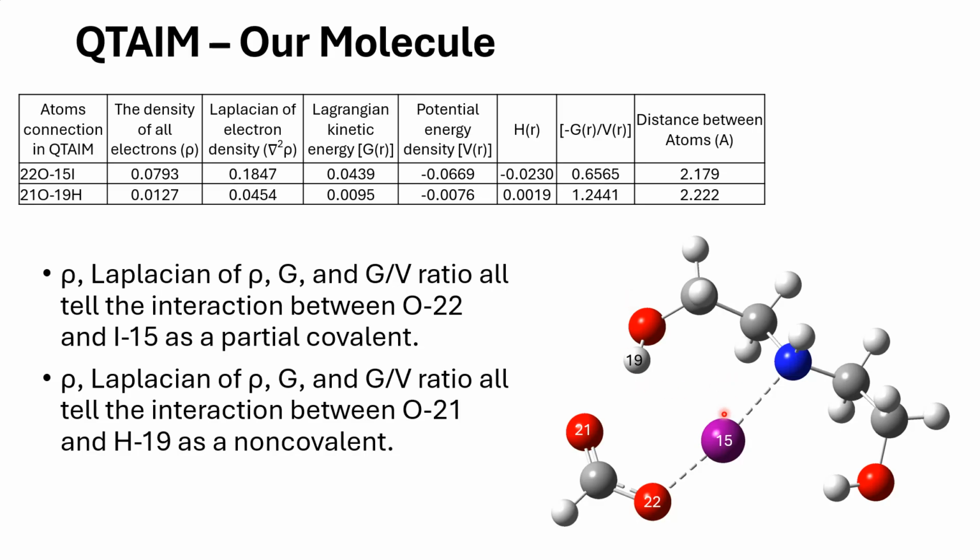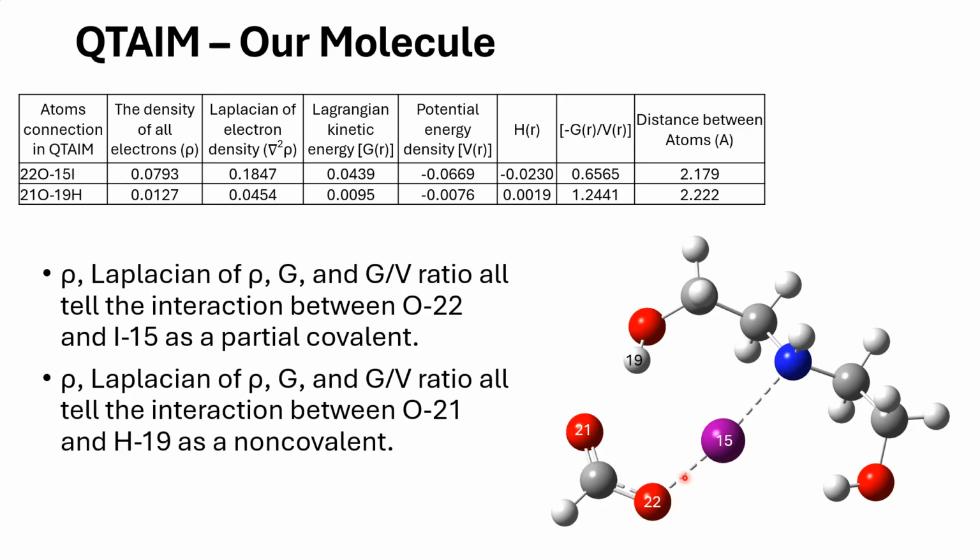And then come back to our molecule. So this is our molecule, and I labeled the atom numbers, which were discussed here. If you look at this QTAIM data that I showed you earlier in the Excel sheet, you see the bond critical point between the oxygen 22 and iodine number 15.